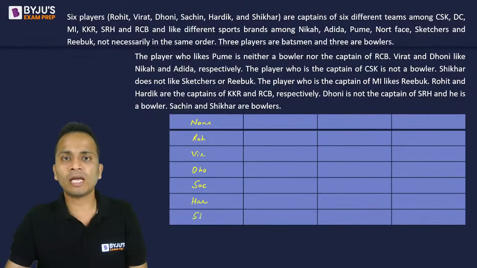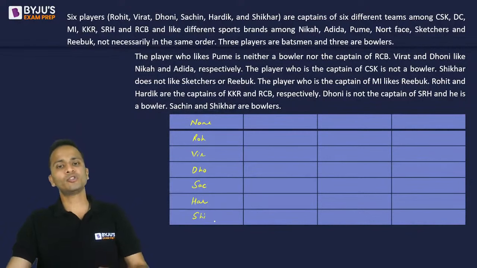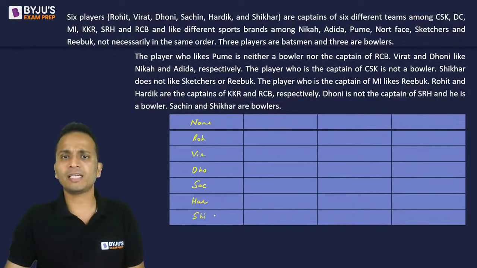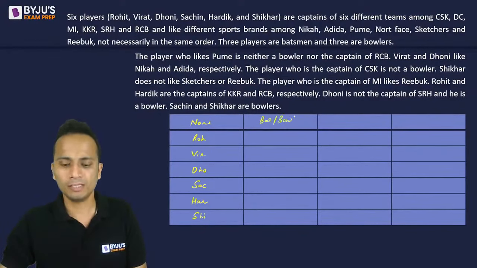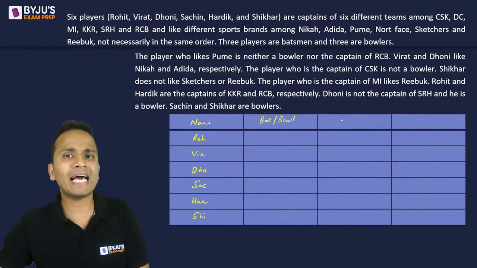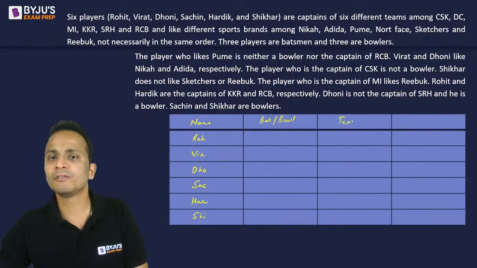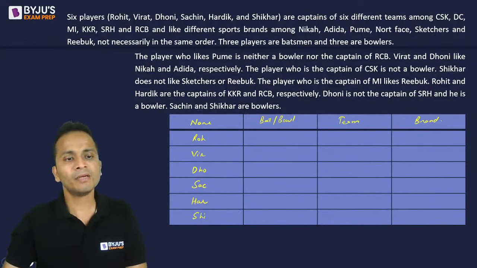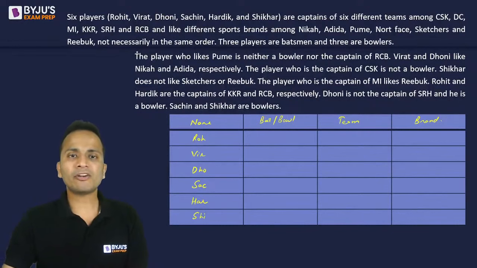अब अगर हार्दिक पूरा नाम लिखोगे, शिखर पूरा नाम लिखोगे, so it will consume some time. So just to save on time I will not write the complete names, right. नेक्स्ट कॉलम में बना देता हूं बैट्समैन है या बॉलर है. ठीक है. नेक्स्ट कॉलम it can be the team. And the last one, it can be the brand that this person likes. Okay, fine. Now let's start reading from here.